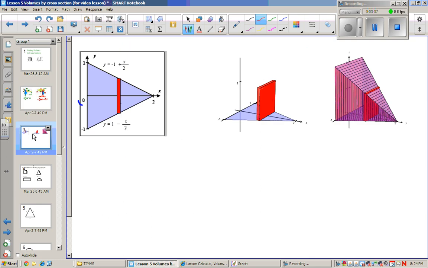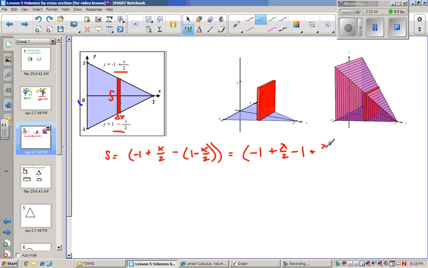And here we go. We've got the picture we were just looking at with squares on the base of our triangle. Now we're going to always call, in this video, the cross-section height S. And in this case, you can see its thickness is delta x. From what we've learned before, we know that height S is going to be the top function minus the bottom function. So S is going to equal -1 plus x over 2 minus 1 minus x over 2. Let's simplify that so it's a little easier to work with. -1 plus x over 2 minus 1 plus x over 2, and that's going to simplify to -2 plus x, because I've got half of x here, half of x here.